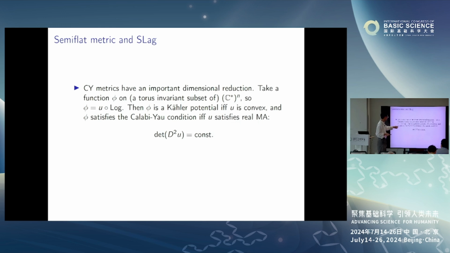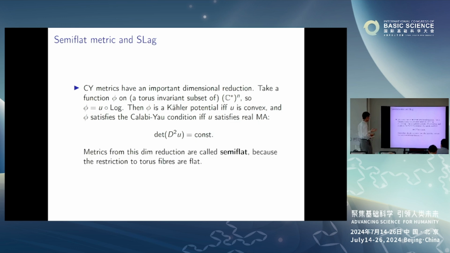And the Calabi-Yau condition is equivalent to this convex function downstairs satisfying the so-called Monge-Ampère equation, which means the determinant of the Hessian is constant. So these things are called semi-flat metrics because they are by definition torus symmetric, and a torus symmetric metric restricted to the torus is torus symmetric and hence Euclidean, hence flat.